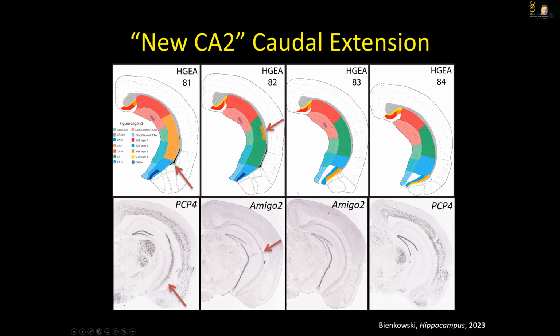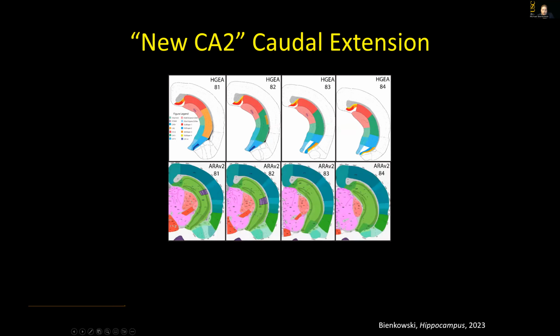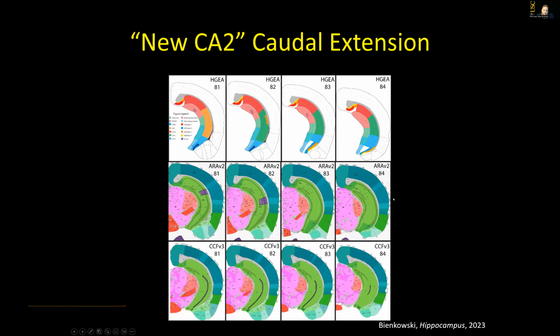So again, if you compare this to the Allen Reference Atlas, it has the CA2 there in these levels ending, so the caudal boundary is consistent, but they don't really show the full extension of the CA2 in its full depth. I have it going much deeper. And in the CCF version 3, again, they have the CA2 going much further caudal, but not really lining up with what the CA2 pyramidal layer is, and it's more, I think, identifying the stratum lacunosum moleculare.